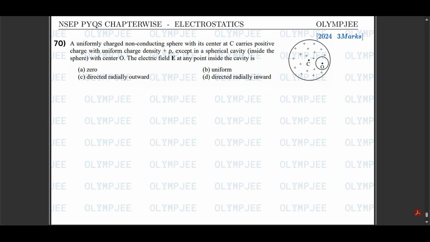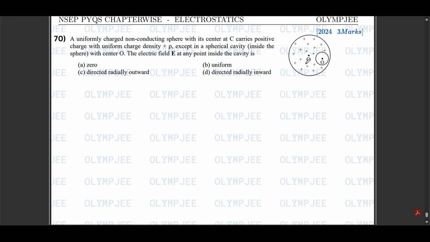Moving on to question 70, it is a very common question and many people know that the answer will be uniform. So a uniformly charged non-conducting sphere with its center at C carries positive charge with uniform charge density plus rho, except in a spherical cavity with center O. So what is the electric field inside the cavity? Let me draw a general diagram. They are asking for the field at the center, but I will prove that at any point the field is the same and constant.